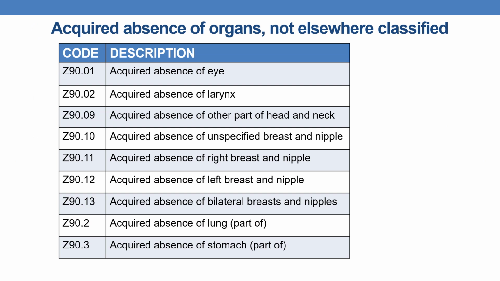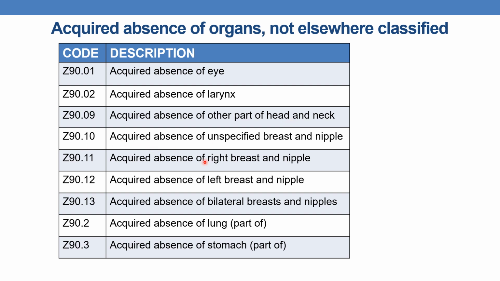Now the next category is Z90 category. It deals with acquired absence of organs not elsewhere classified. The first code is Z90.01. It indicates acquired absence of eye. The next is Z90.02. It indicates acquired absence of larynx. Then Z90.09 indicates acquired absence of other part of head and neck.